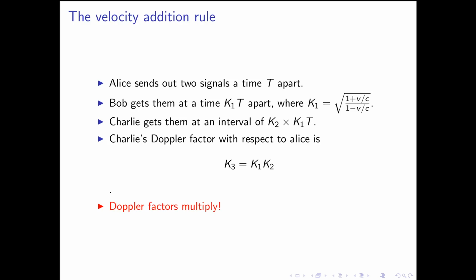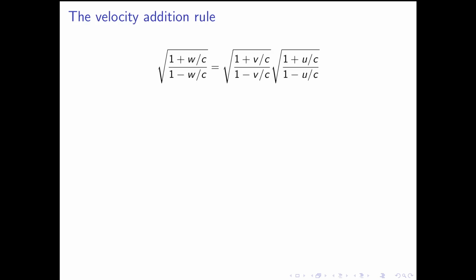Remember, Charlie is moving at a speed W with respect to Alice, which is what we want to figure out here. Similarly, K1, which is Bob's Doppler factor with respect to Alice, is simply square root of (1 plus V/C) by (1 minus V/C). And K2, Charlie's Doppler factor with respect to Bob, is square root of (1 plus U/C) by (1 minus U/C). So what we end up with is this formula. K3 equals K1 times K2 translates to this relationship between velocities, and now you square the result and then use our very old friend componendo dividendo, and that immediately gives you the result that W works out to be (U plus V) by (1 plus UV/C²).